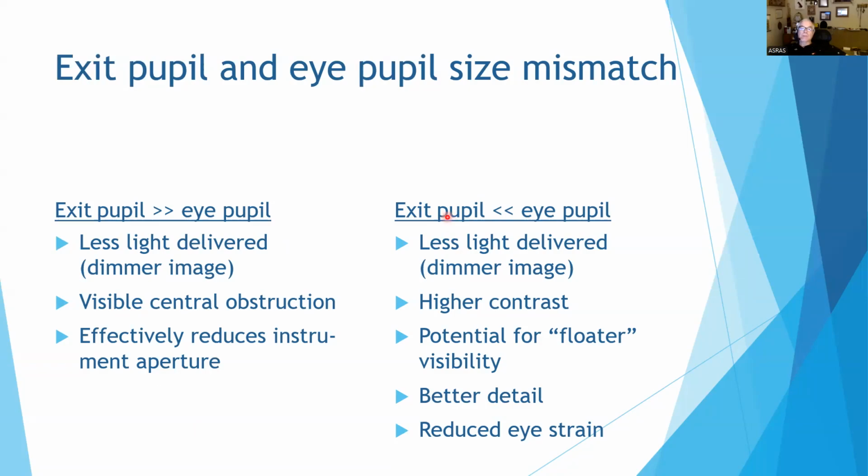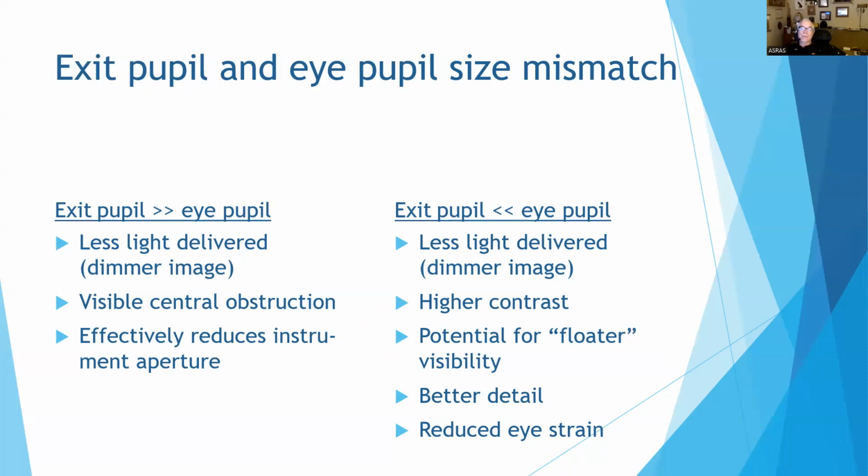If you have exit pupils that are much less than the eye pupils, it also delivers less light to the image, because the very small exit pupil hits the retina, but not the entire retina. So you're only using part of your retina to see the image, meaning you're seeing a dimmer image. It does, however, provide higher contrast, better detail, and may reduce eye strain. So at times, this is a desirable situation. If you've got eye floaters too, you can see those with an exit pupil very much smaller than the eye pupil.